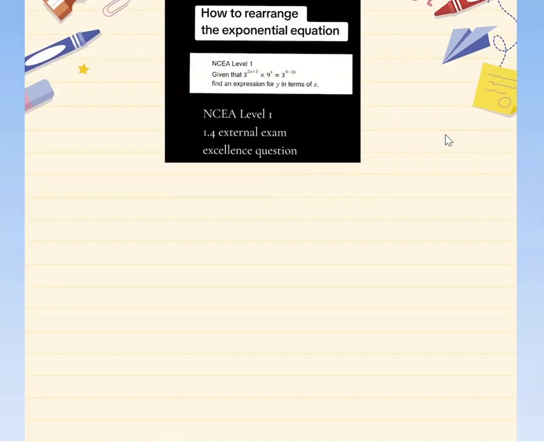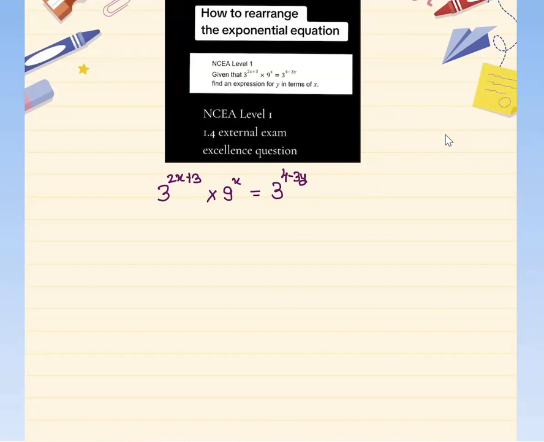The question given to us is 3 raised to the power 2x plus 3, multiplied by 9 raised to the power x, equals 3 raised to the power 4 minus 3y. And we need to find an expression for y in terms of x.